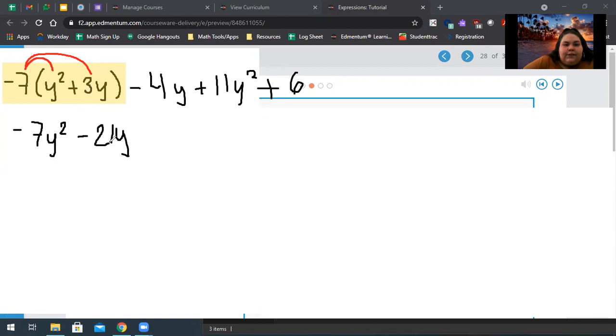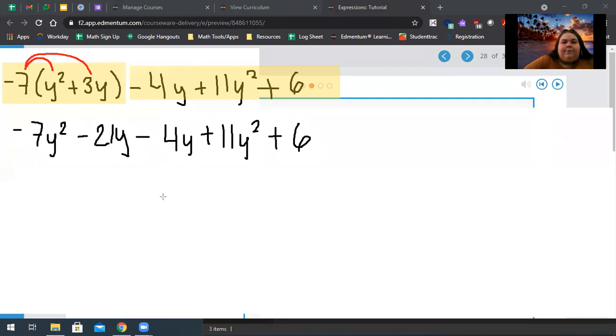Negative times a positive is a negative. Then if we continue looking at the rest of the expression, there is nothing to really distribute. So I'm going to write the rest of this as the same thing, continuing down here. So this is going to be minus 4y plus 11y squared plus 6. The next part of this is we're going to combine like terms.